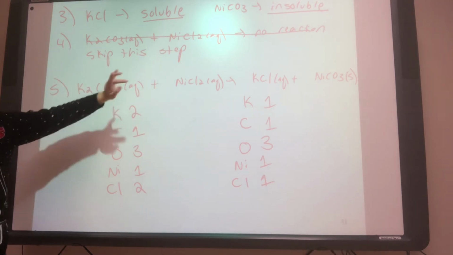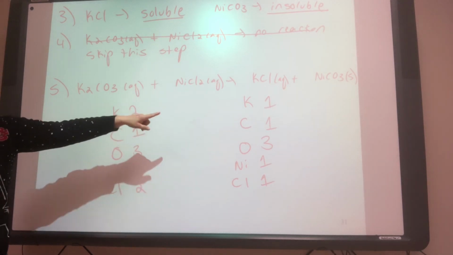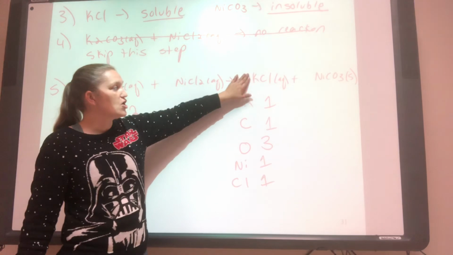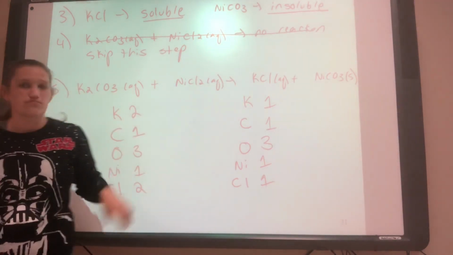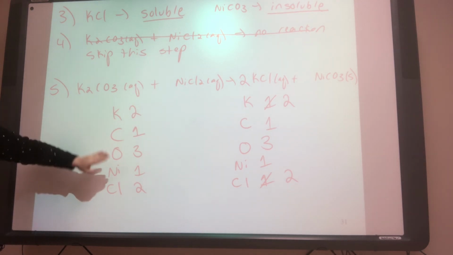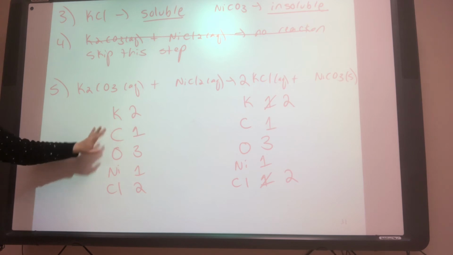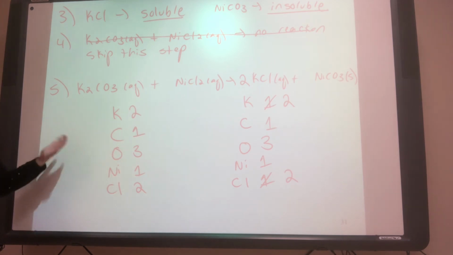So I have 2 on this side and 1 on that side. Which side do I need to put the coefficient on to make it higher? That side. So what do I put here to get 2 total? A 2. If I put a 2 here, now I have 2 Ks and 2 Cls. Awesome. So now my Ks are good. Then I'll look at my nickels. They're good. My chlorines, they're good. Carbons and oxygens, they're all good. So this would be my final answer.